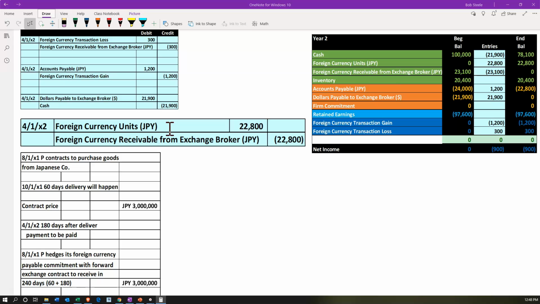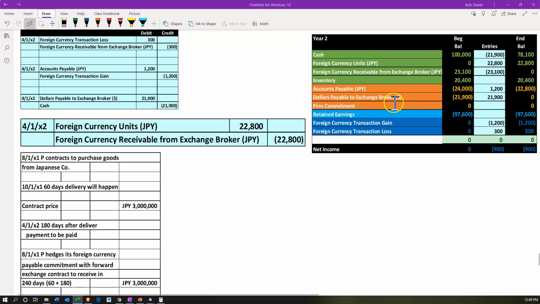It's not what we measure our books in. So to us, it's basically like an investment. It's just like stocks or something that we're valuing those units in terms of dollars. So we're going to be debiting the foreign currency units, and then of course we could have a sub-ledger that would be telling us this is 3 million yen that we have here. And then we're going to be crediting the foreign currency receivable from the exchange broker.